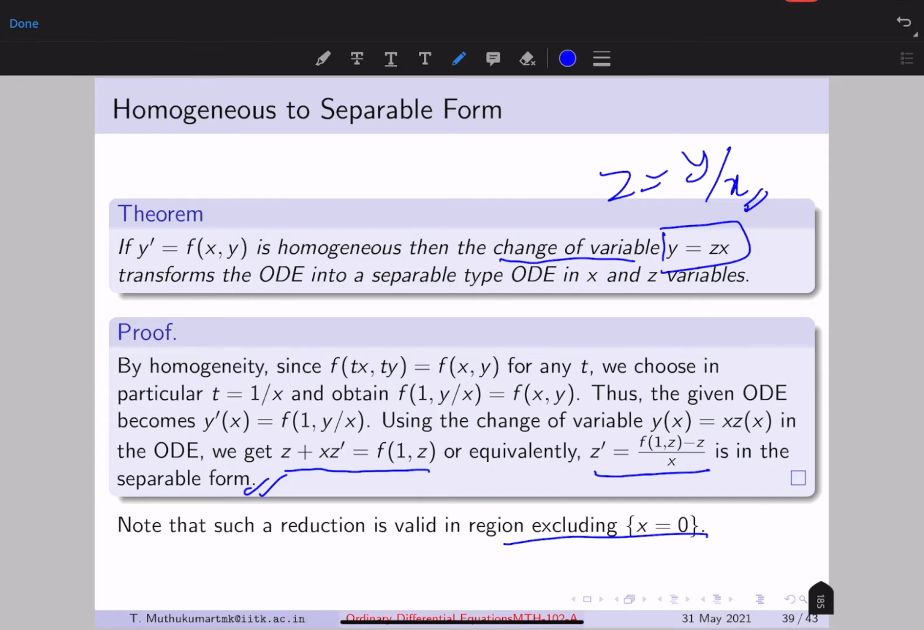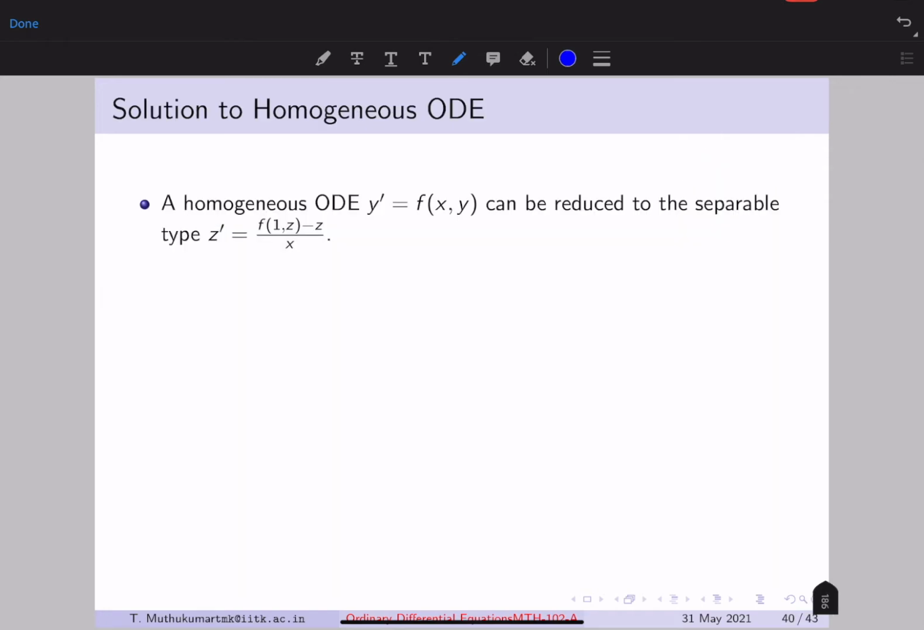Okay. So this theorem proves that any homogeneous ODE can be reduced or transformed to a separable ODE. Since you know how to solve a separable ODE, you know how to solve a homogeneous ODE. Let's look at some examples.